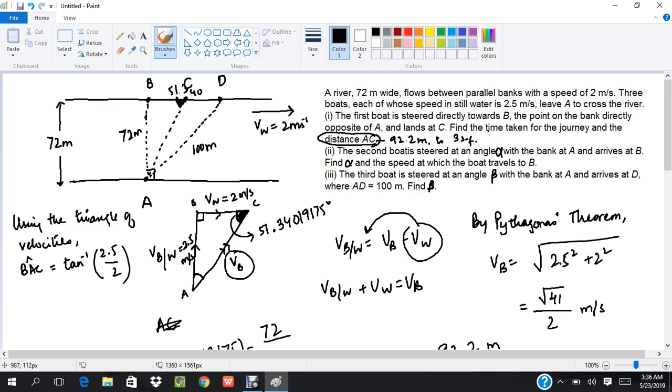Now, in order to find the time taken, I need to divide this distance by this velocity. So if I divide this by square root of 41 upon 2, my answer is going to come out to be 28.8 seconds. So that's how you'll do the first part of this question. In the second part, what happens is, alright, I'll just clear the screen.